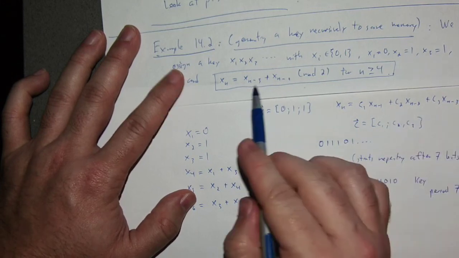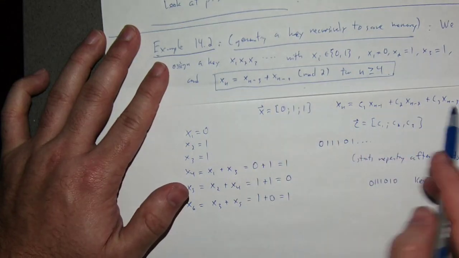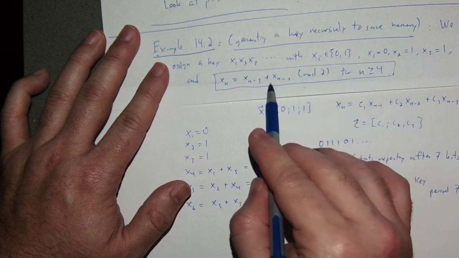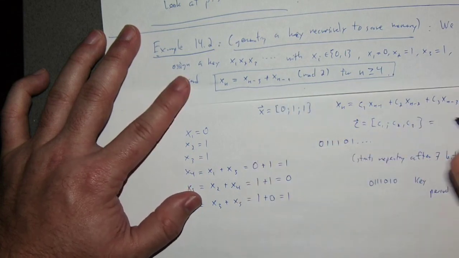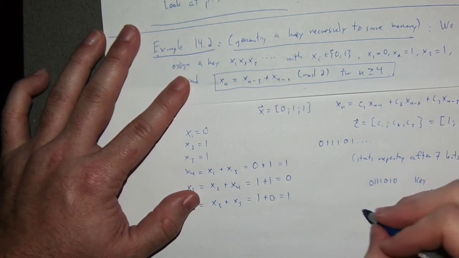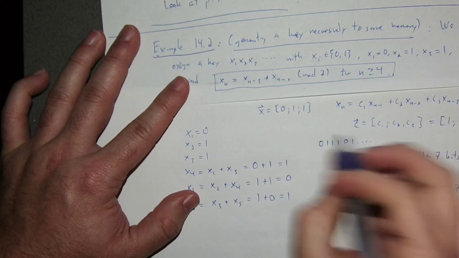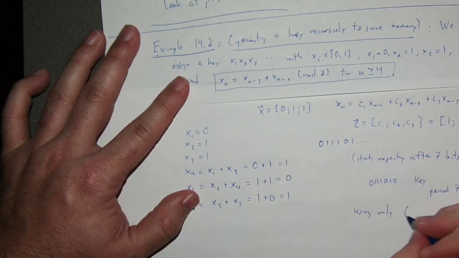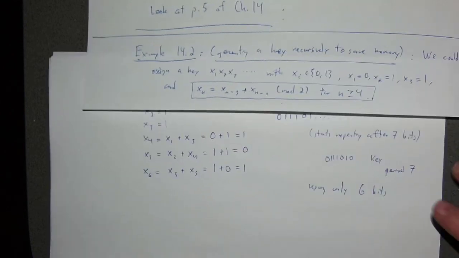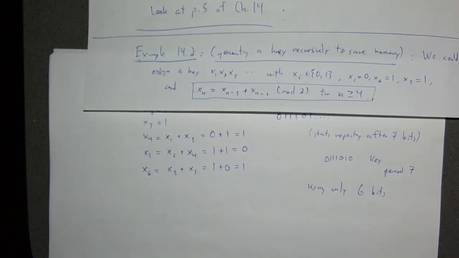In this case, the coefficient on x sub n minus 3 is 1, the coefficient on x sub n minus 1 is 1, and the coefficient on x sub n minus 2, since it doesn't show up, is 0. So in this case, c is 1, 0, 1. I had 3 digits stored here and 3 here, so using only 6 bits, I created a key of period 7. So the period is greater than the bits. That's an example of how using recursion in this way can save memory.